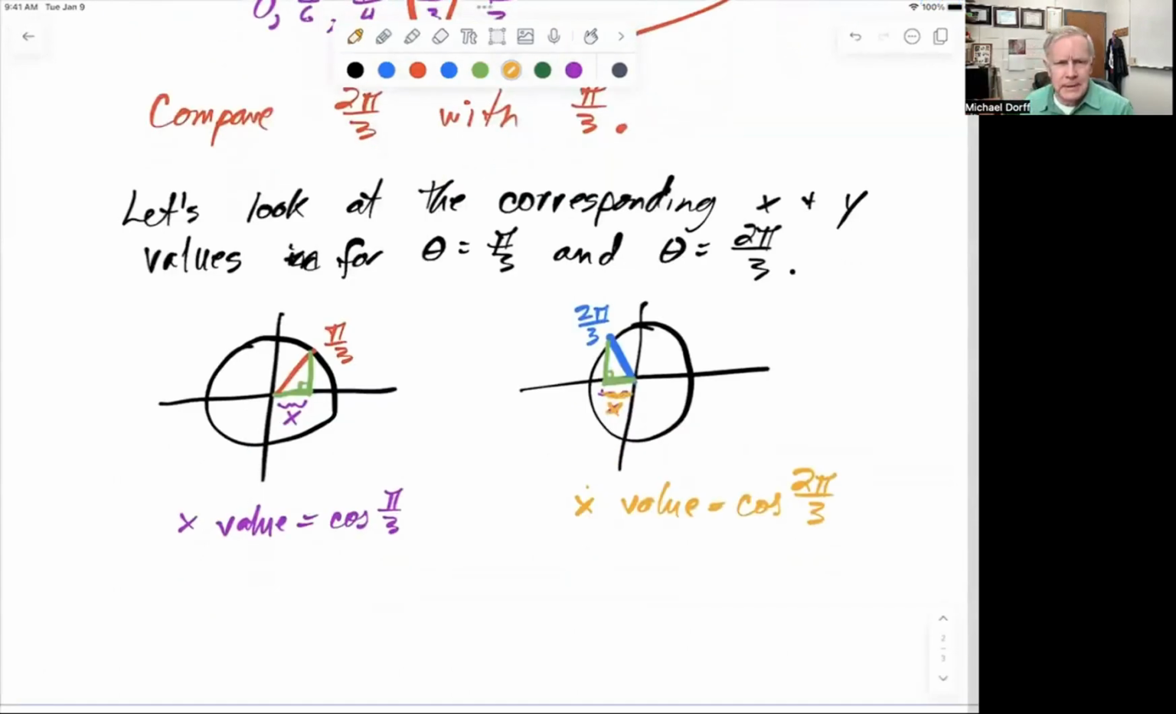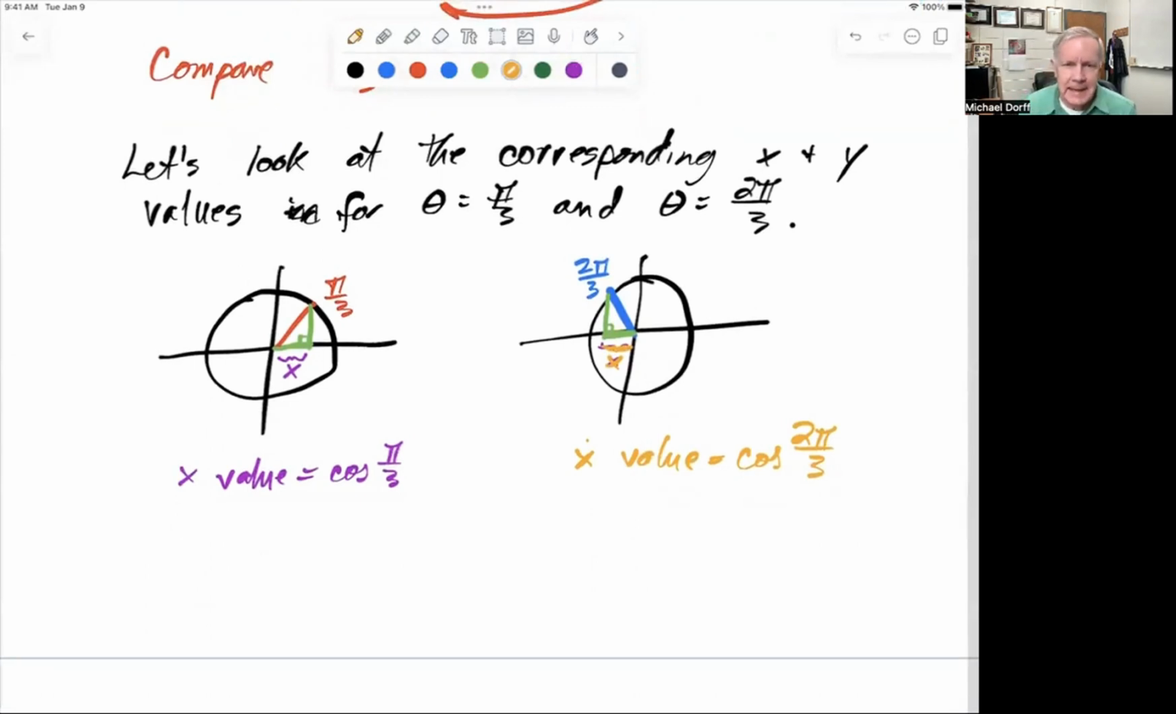But what's the comparison between the purple x and the orange x, or yellow, gold? Maybe that's gold. Well, they have the same length, but one is in the positive direction and one is in the negative direction. Another way of thinking about that is for pi over 3, x is greater than 0, but for 2 pi over 3, that's in the second quadrant, and x is less than 0. Either way, whether you think of x as negative in the gold quadrant, or you just think that it's in the second quadrant, so it's negative, it gives you the same result.